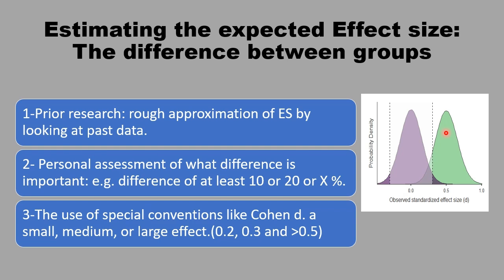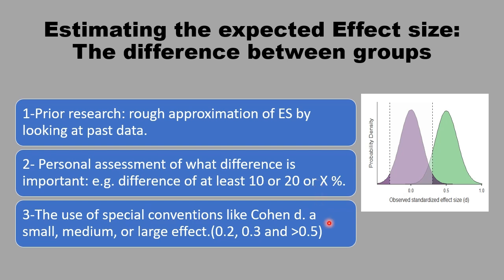There are several ways of estimating the expected effect size. One of them, of course, is to look into the literature for similar studies and see how much effect size is there. Or you can have a personal assessment of this, either by a good guess or by a pilot study, or you could try to think in terms of percentage how much you would think there will be a difference between the two groups, 10% or 20% or whatever.